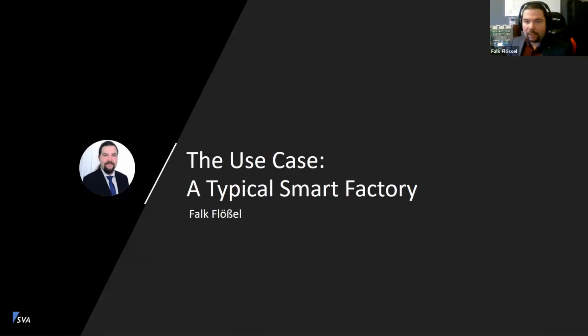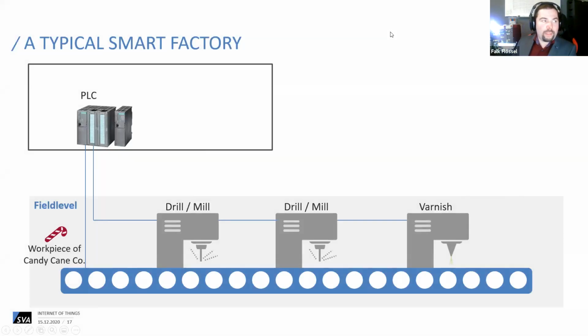Hello, everybody. Nice that so many people came here to look at what we do. I would like to set the scene first with a typical smart factory, or in this case, not so smart factory at first. So this small factory wants to produce candy cane company candy canes with our drill mill stations and our varnish station.